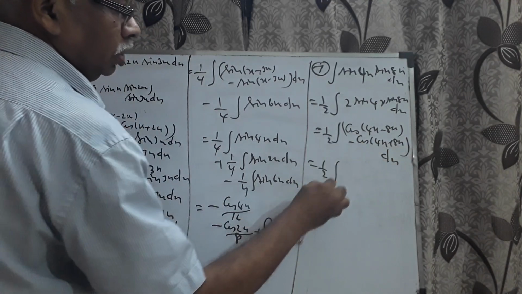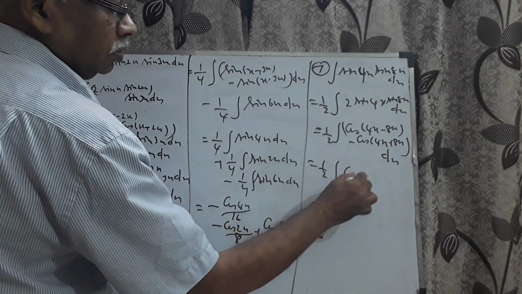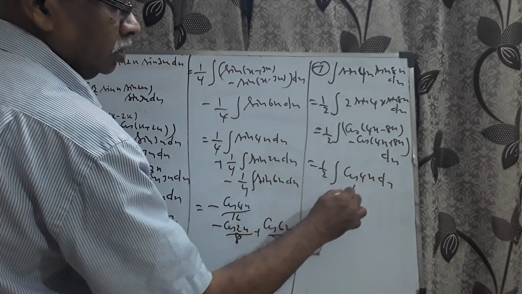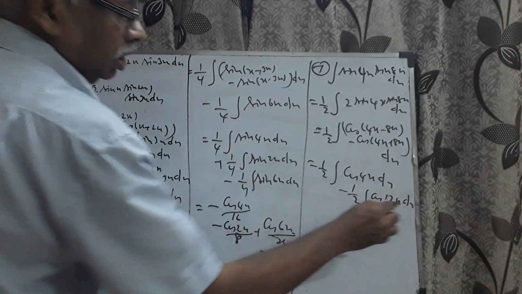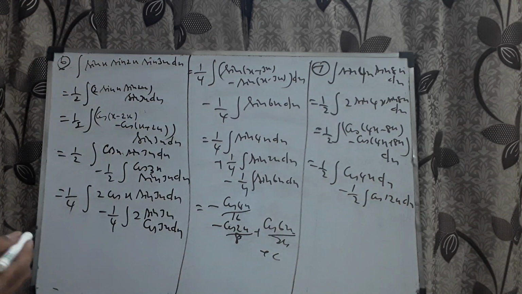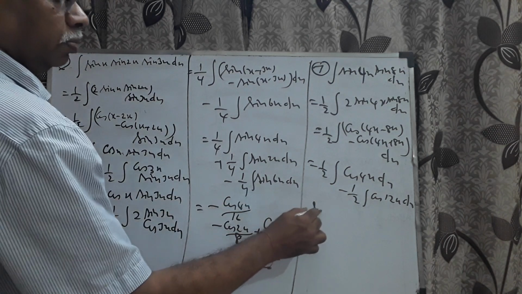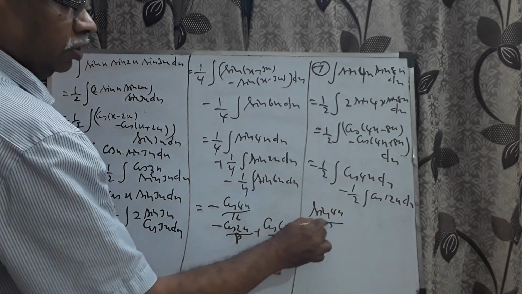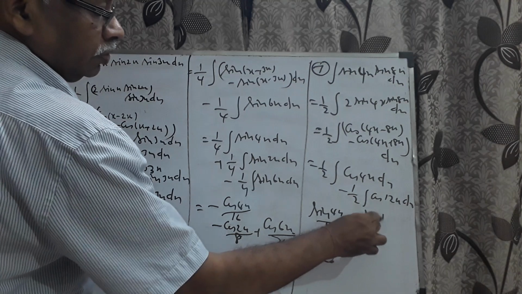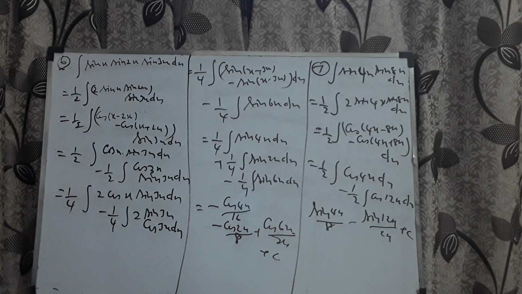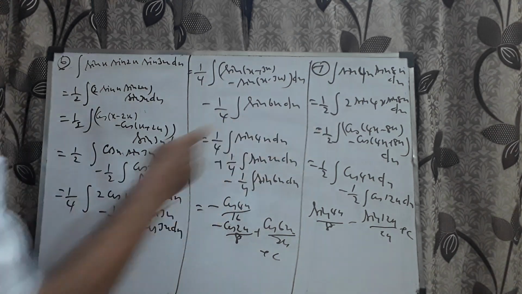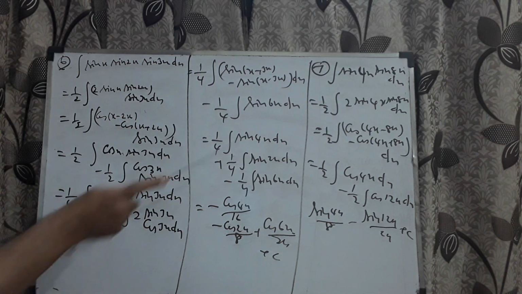Make it into half integral. This is cos 4x dx minus integral cos 12x dx. Cos minus theta is cos theta. Now this can be replaced by sin 4x by 8 minus sin 12x by 24 plus c. Let me just check once again. Integral sin 4x sin 8x dx is the question given to you.